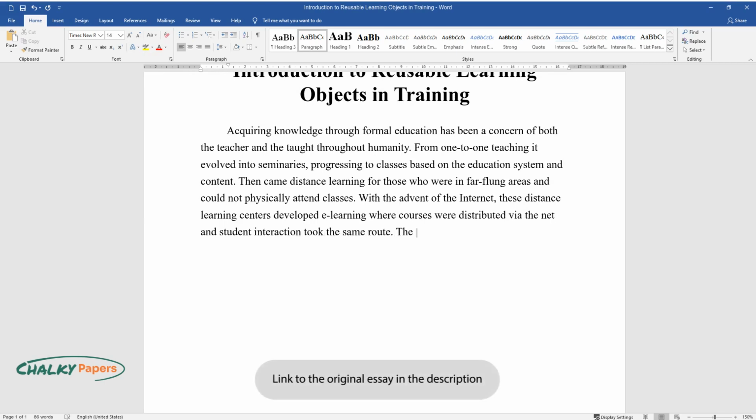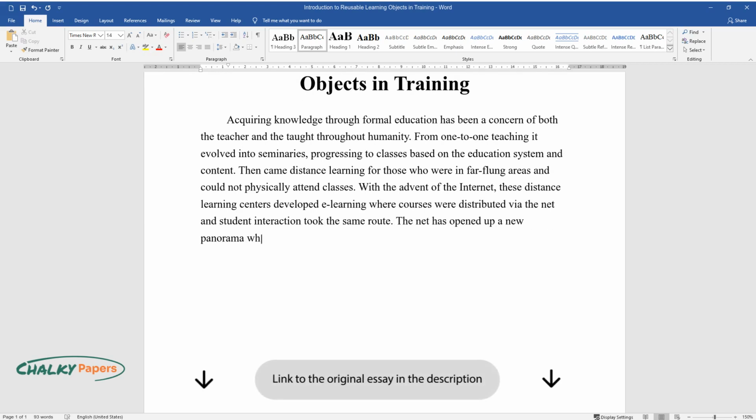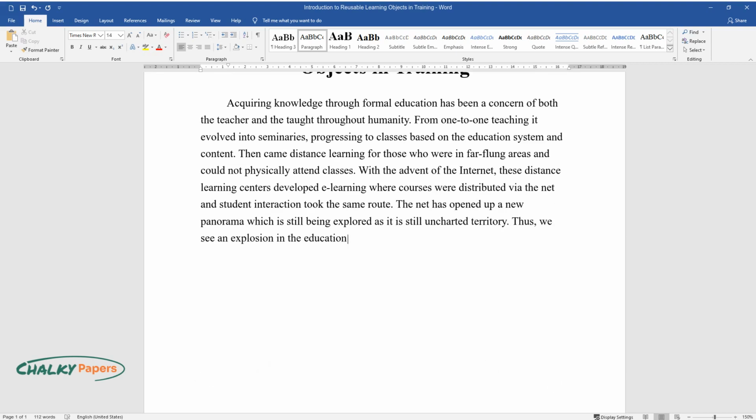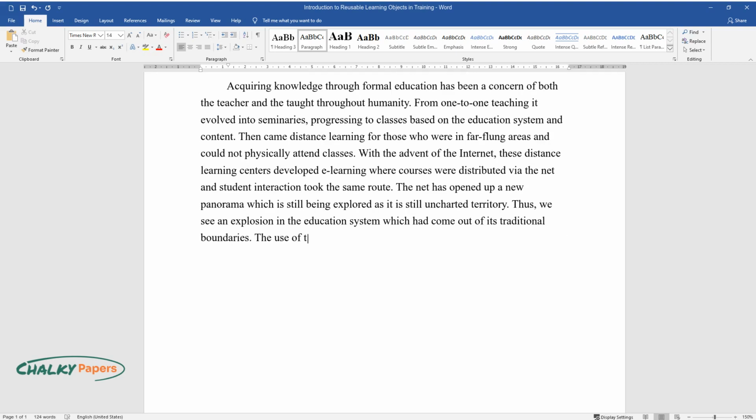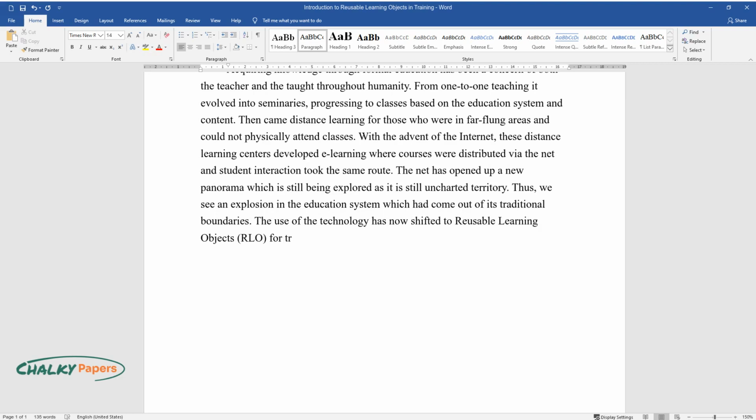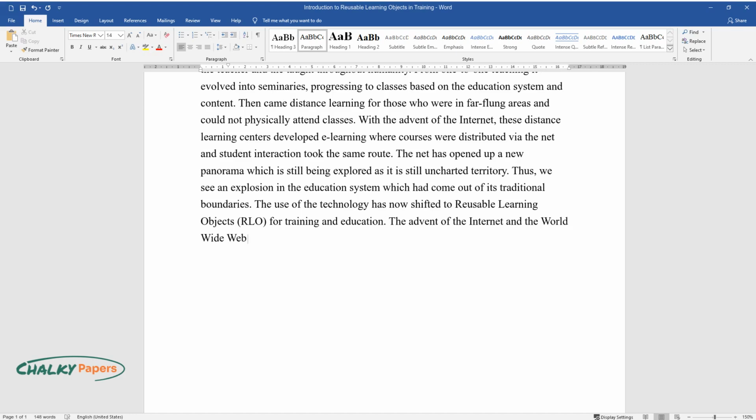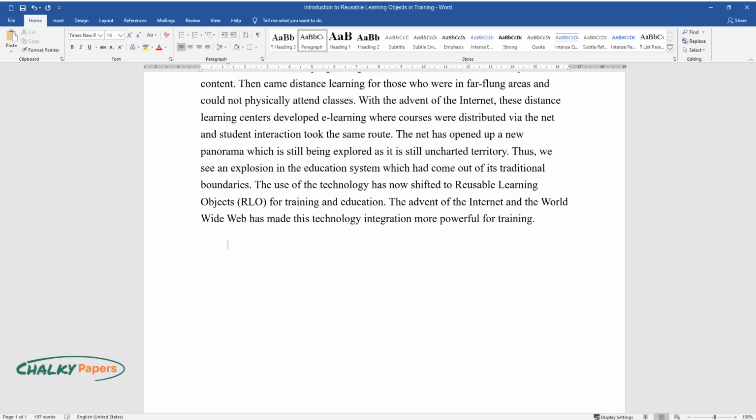The net has opened up a new panorama which is still being explored, as it is still uncharted territory. Thus, we see an explosion in the education system, which has come out of its traditional boundaries. The use of the technology has now shifted to reusable learning objects, RLO, for training in education. The advent of the Internet and the World Wide Web has made this technology integration more powerful for training.